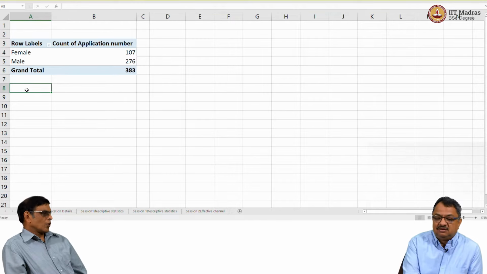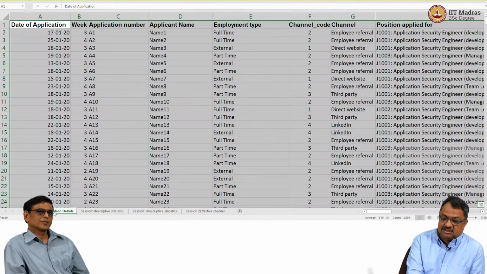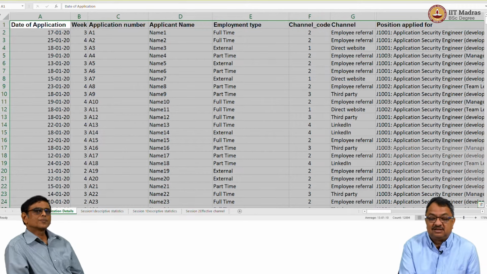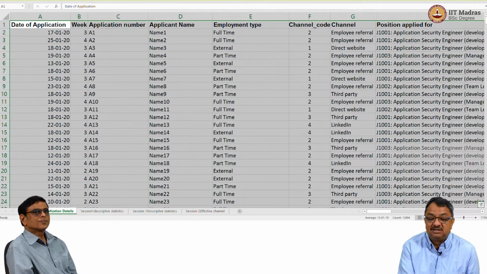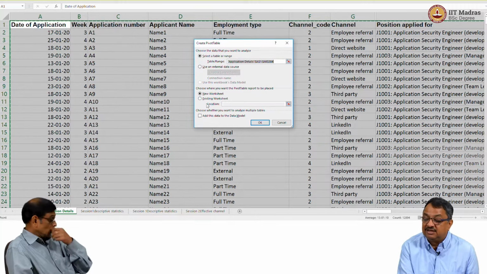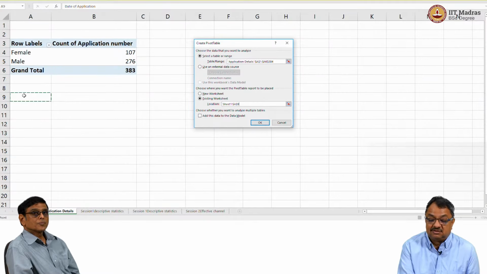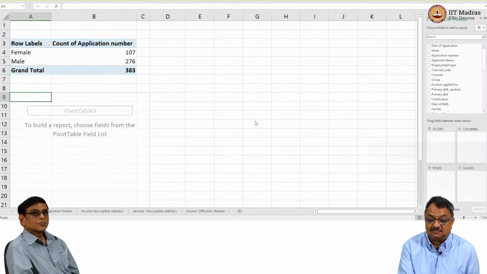So again, what do you count? We just want the number of people who have applied who have these certificates, out of the total. We will select this and insert a pivot table. And instead of creating a new worksheet every time, we can just insert it in an existing worksheet. So we'll just insert it here.